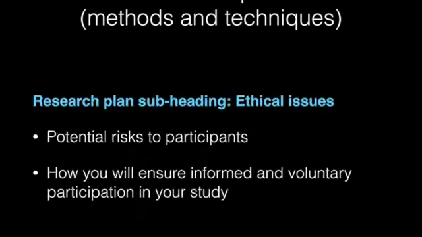The next subheading that you'd need to consider are ethical issues. Again, it is incredibly important to justify to the reader, first of all, that you have identified potential risks to participants and also to yourself as the researcher. And you also need to really explain how it is that you will ensure informed and voluntary participation in your study. It's not enough to just put down your sample size and move straight through then to methods of data collection, generation and analysis. We need to know more about ethical considerations for the study.